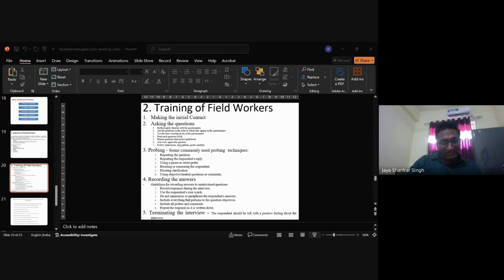And then it's very much important to terminate the interview. The respondent should be left with a positive feeling about the whole process. Like in the morning session, I was not able to give proper termination to the session. I had to leave in a hurry. So that is not how a proper session should go on.